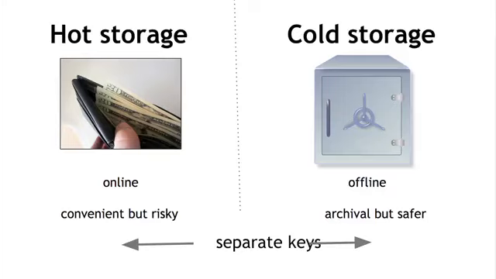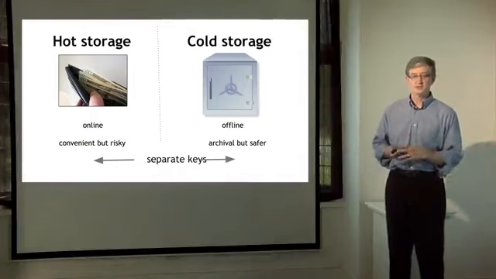The idea of hot and cold storage is that you're going to have some storage which is hot or online, as on your phone or in your local computer. And as we covered before, storing bitcoins in that way is convenient, but it's also somewhat risky. You keep some money in hot storage and you keep some money in cold storage.